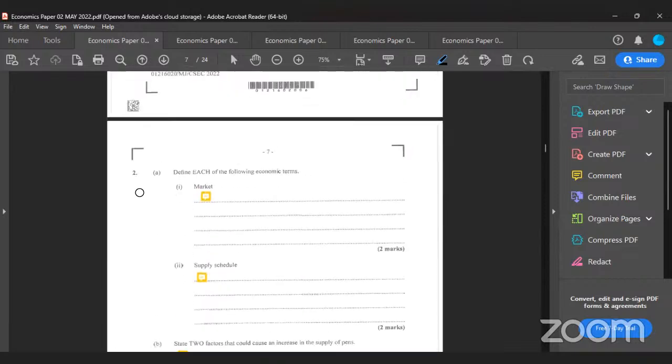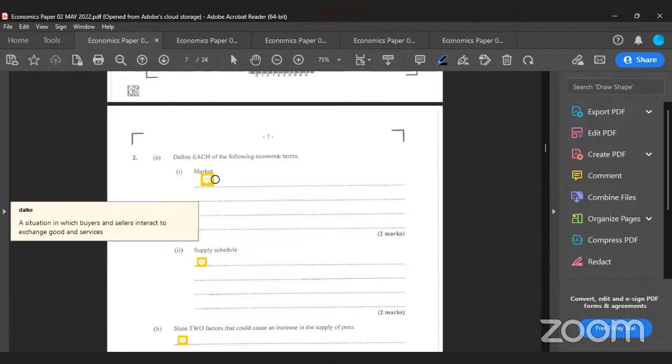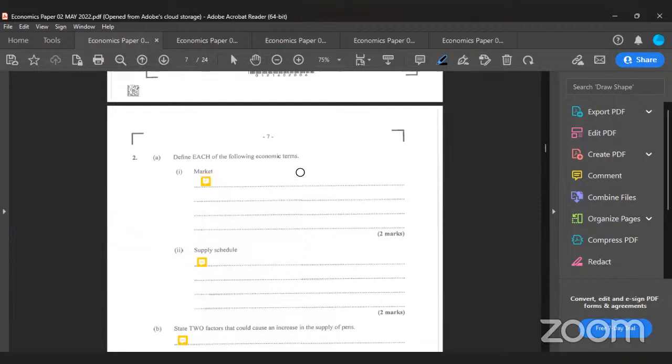Okay, so the second thing, we know we typically have to define some terms, right? For example, first they have market. We know that a market is a situation in which buyers and sellers interact to exchange goods and services. Ensure that if you have your definition, you have goods and services and you have buyers and sellers. I think that will secure your 2 marks, which is easy 2 marks.